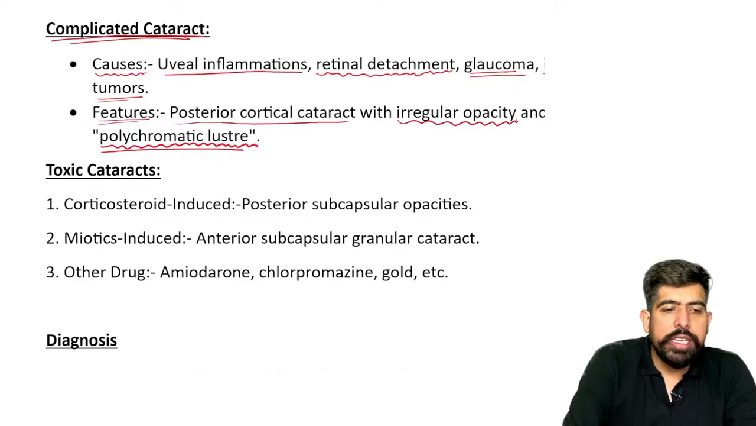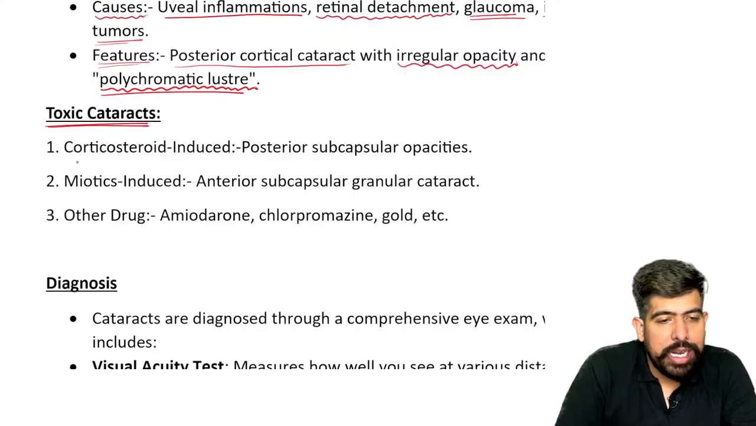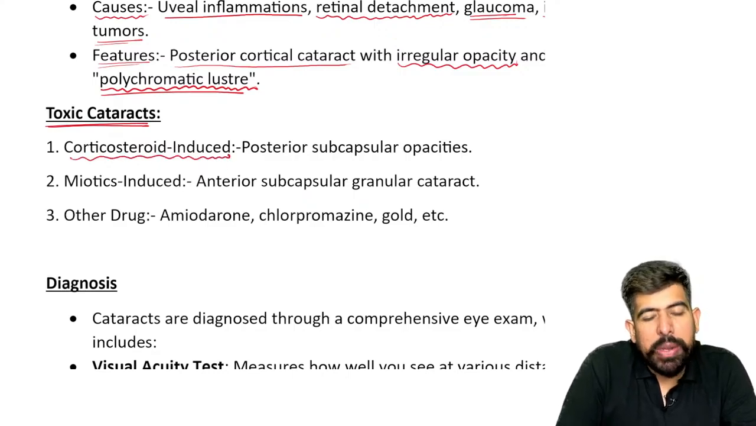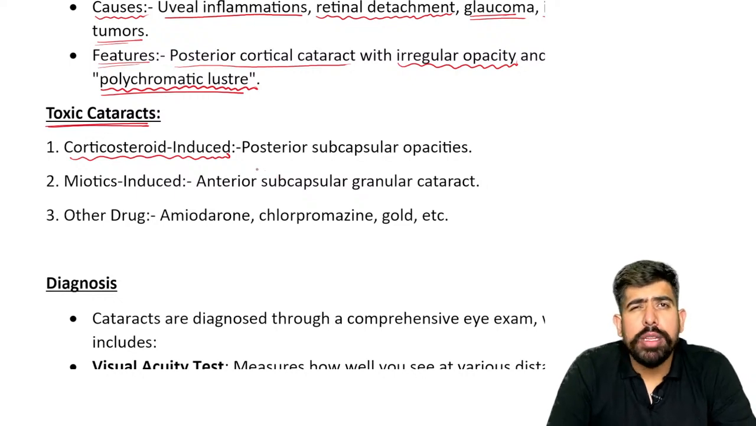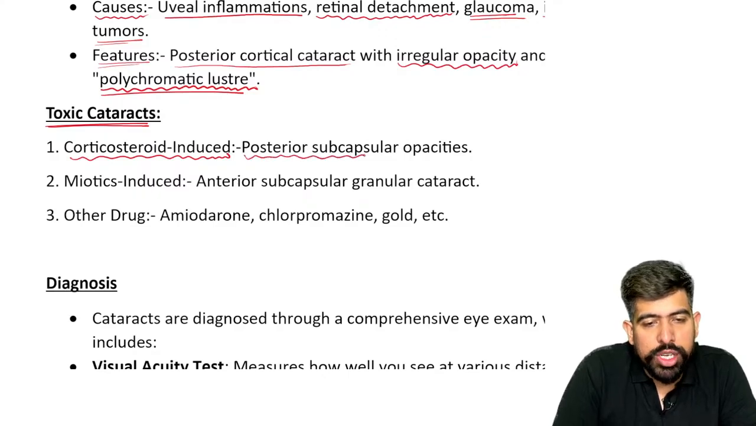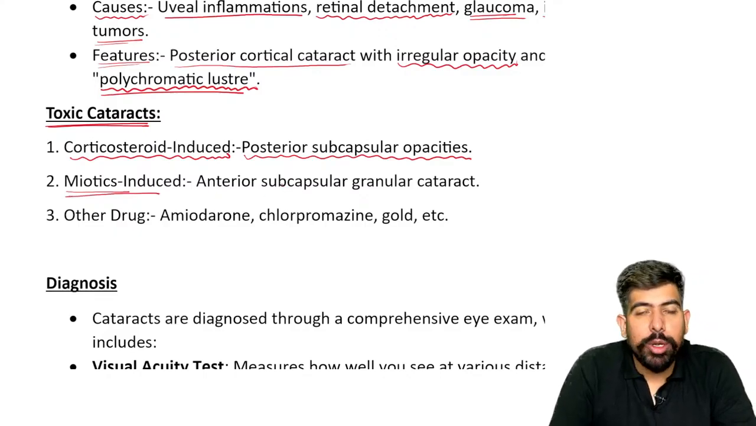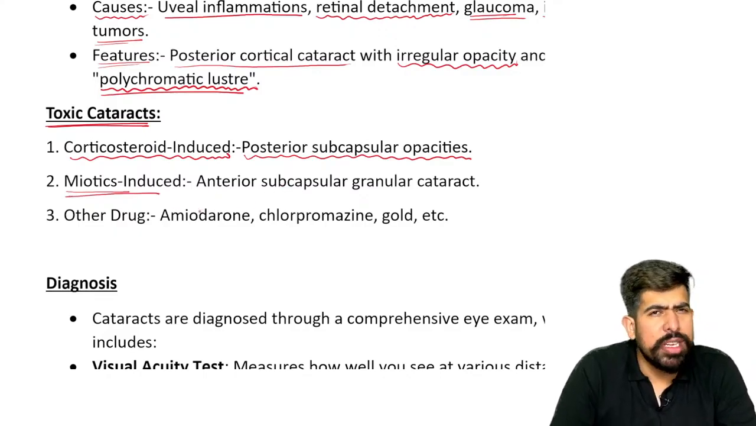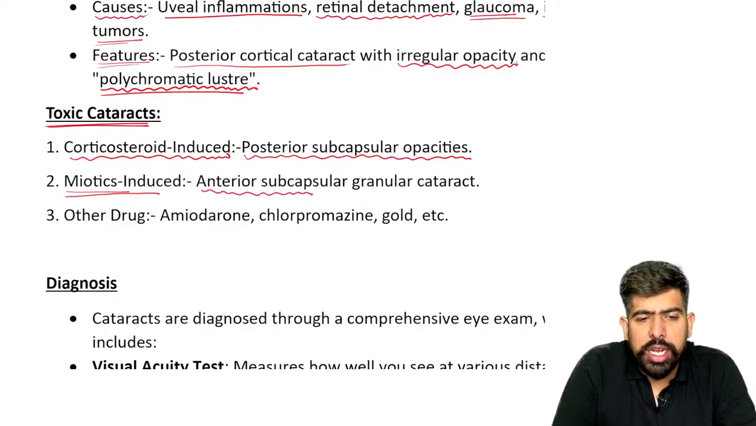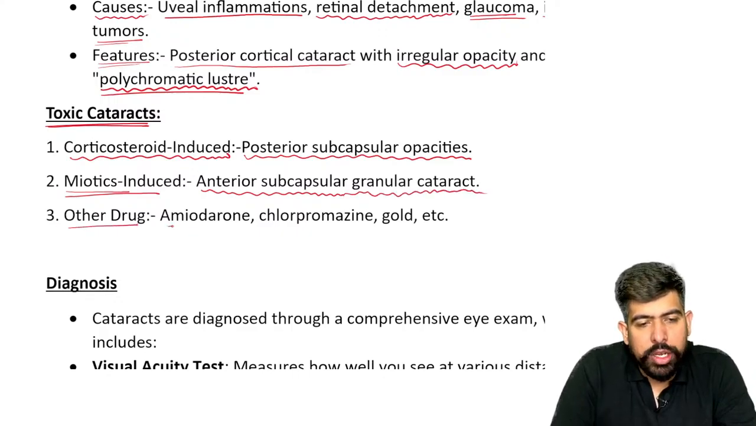Not only this, we have some toxic cataracts, like the corticosteroid induced. If the patient is using corticosteroid eye drops, or taking systemic corticosteroids for a prolonged time, the patient is also seen with posterior subcapsular opacities. Miotic induced: if the patient is using miotic drugs for relieving pain or maybe for glaucoma, it will cause anterior subcapsular granular cataracts. Some other drugs are there, like amiodarone, chlorpromazine, and gold, etc.